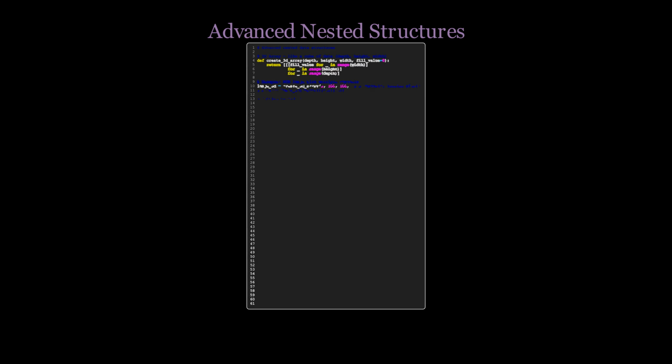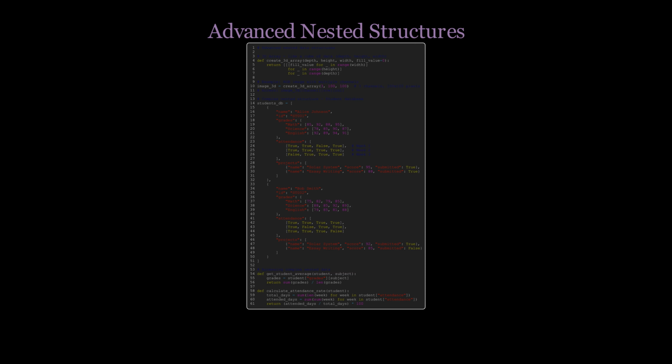Beyond simple 2D lists, you can create complex multidimensional structures for sophisticated data organization and modeling. Advanced structures combine lists, dictionaries, and other data types. 3D arrays handle multi-channel data like color images. Complex nested structures can model real-world entities with multiple attributes and relationships. This flexibility makes nested data structures incredibly powerful for complex applications.